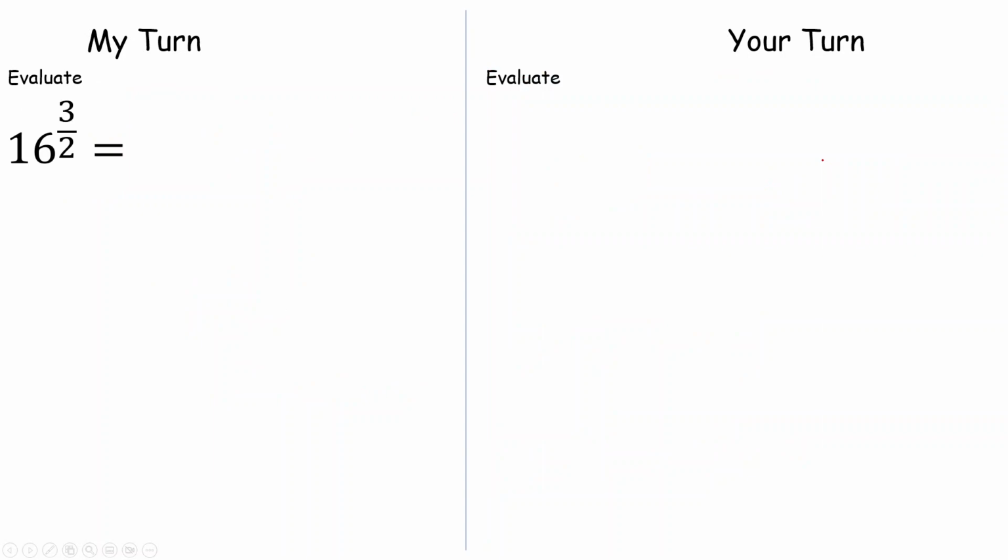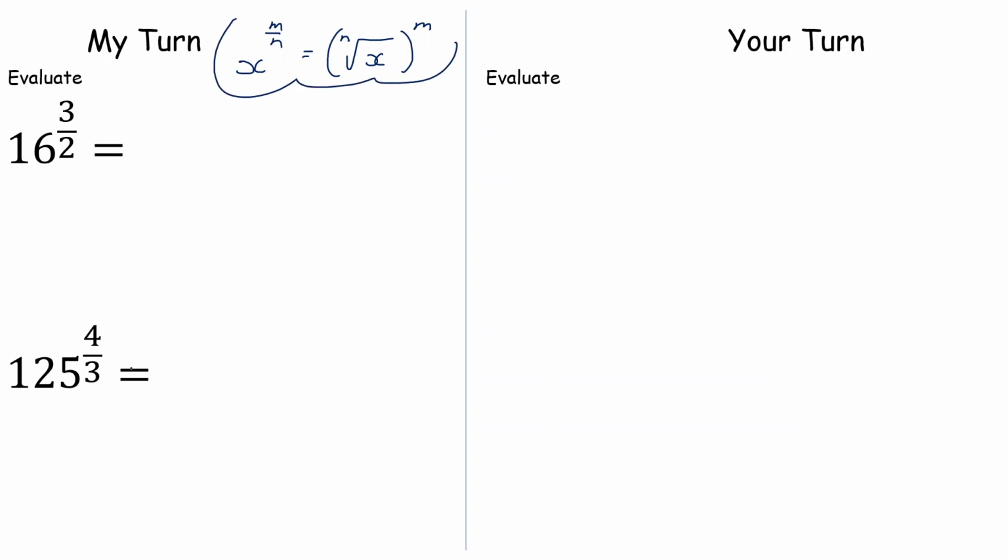Let's look at some examples over here. So let's go through a couple of my turn, your turns, and I'm going to write the rule up here just so we can refer to it again, because it might be useful for some of you. So if you've got a number and you raise it to a fractional power, really important, it means you're rooting your number, which is x, and you take the root of the denominator of the fraction, and then you raise it to the power of the numerator. So there we go. We can refer to this if we need to.